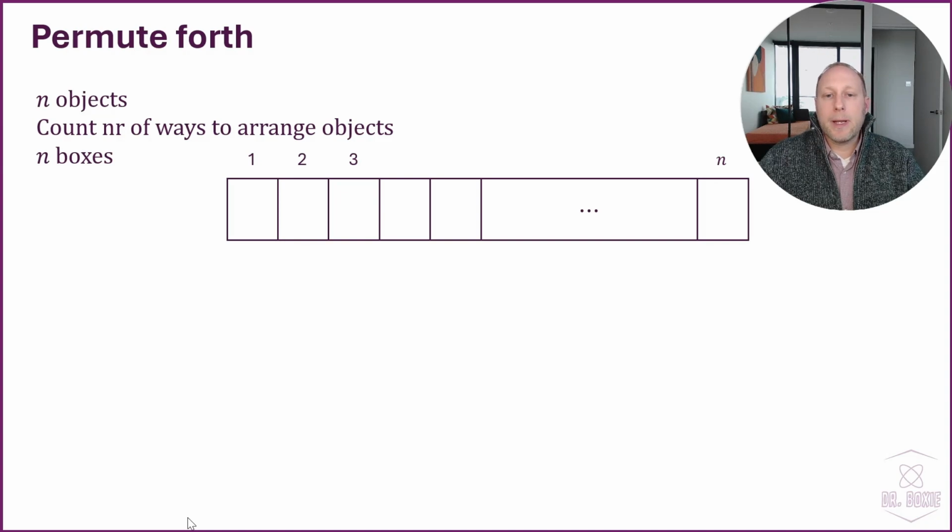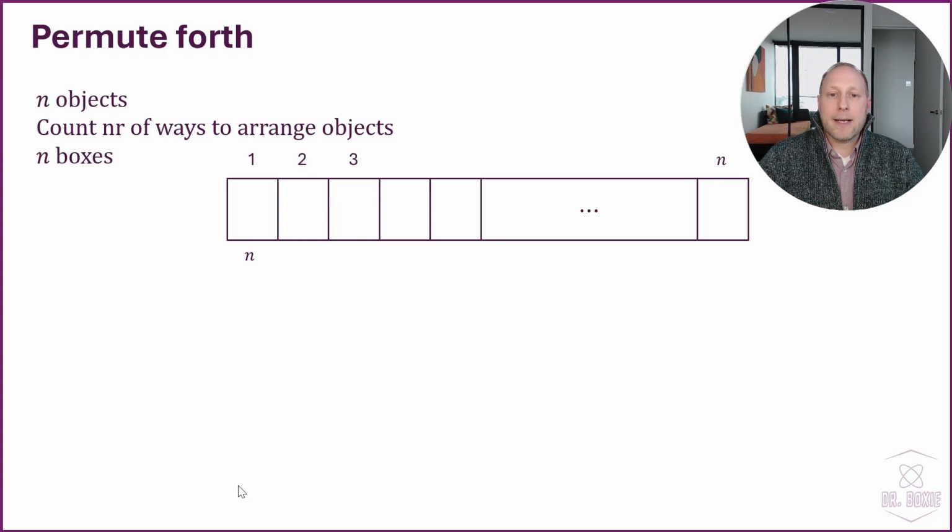Well, how can we try to figure this out? Well, I made a figure of those n boxes here. And for the first box, how many possible choices do I have to choose one of those objects and put it there? Well, for the first box, I have n possible choices. But once I made a choice, I picked one of those objects and I put it in that box, I'm left only with n-1 objects remaining.